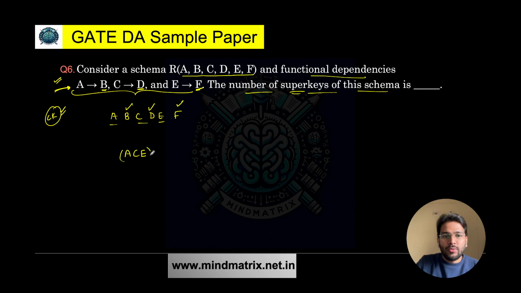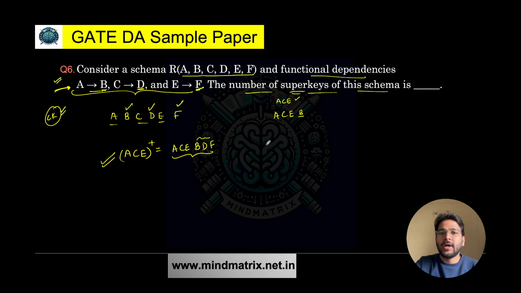Now let's find out the closure of ACE. So AC itself is already there. A determines B, so B is also there. C determines D, so D is also there. And E determines F, F is also there. All the attributes we are getting for this relation. So that means ACE is the only candidate key possible here. Now let's talk about super keys. Super key is the superset of candidate key. That means if you have ACE, if you add any attribute out of this B, D, F, that is also going to be your super key. ACE itself is a super key.